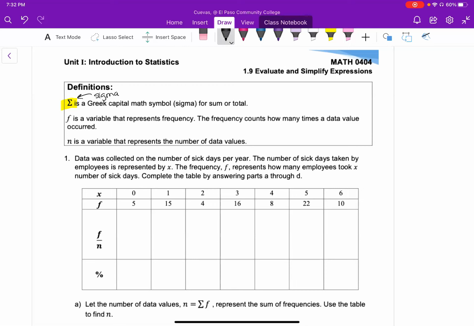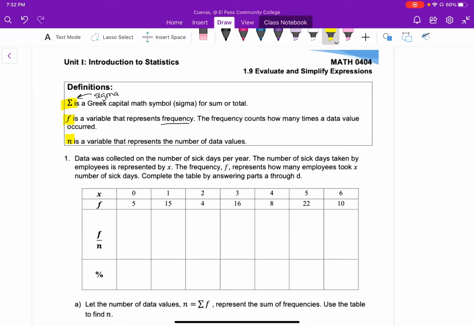F, so we see this little f, is a variable that represents frequency. The frequency counts how many times a data value occurred. And lastly, we have n. It says n is a variable that represents the number of data values.